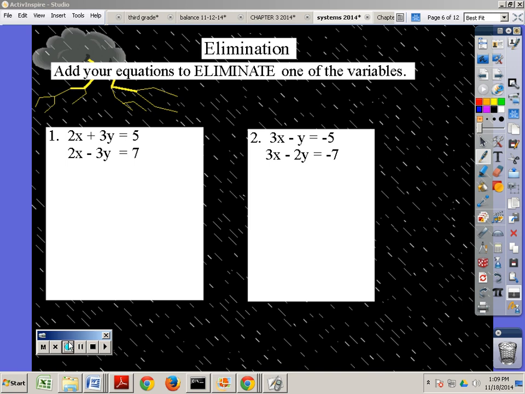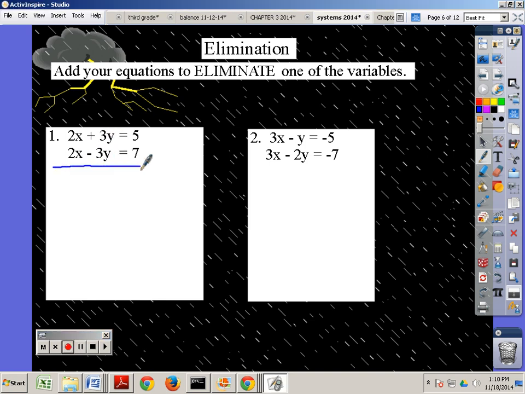Here is another way to solve a system of equations, and it's called elimination. So what you want to do in this case is you're going to eliminate one of the variables. So it's great for a problem like number 1, where we see we have two opposite variables. We have a plus 3y and a minus 3y.